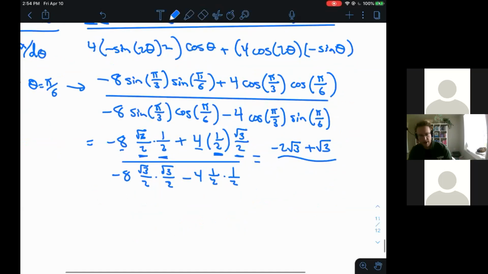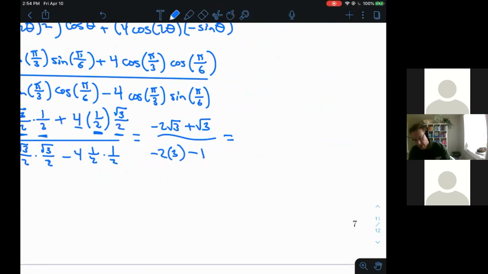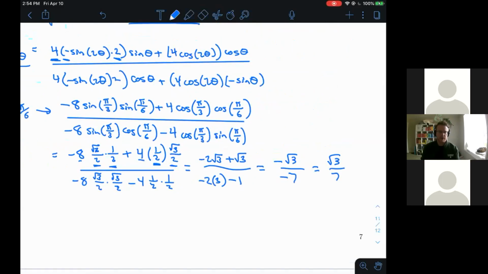In the denominator here, the 8s and the 2s again cancel out quite a bit, and so we're left with negative 2. But then I also have root 3 times root 3, so that's just 3 in the bottom. And then likewise, we have a lot of canceling. The 4s and the 1/2s just make this negative 1. And so we're left with negative root 3 on top, and negative 7 on bottom. So this is going to be root 3 over 7 if I didn't make any small mistakes. But I did it earlier, and this looks familiar anyway.